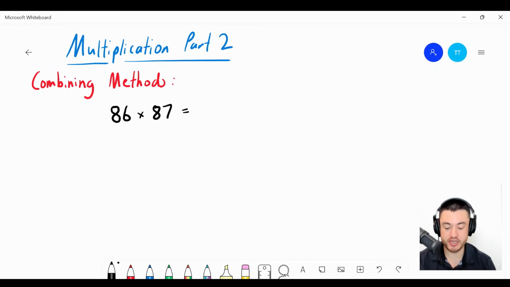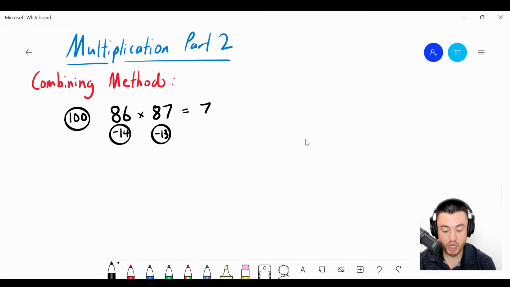We have 86 times 87. So we would use 100 as our reference number. So off to the side, we can circle 100. Now we write down how far away each of these numbers are from 100. So this is 14 away, so I'll put a minus 14. 87 is 13, so minus 13. And now I subtract diagonally. So whether I do 87 take away 14 or 86 minus 13, we'll end up with the same number. So 73 multiplied by the reference number. So at the moment we have 7,300.